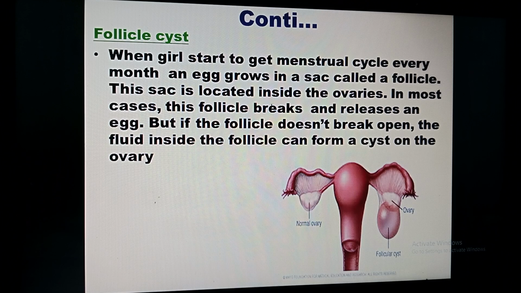But if this follicle does not break open, what happens? The follicle is a small sac, a secretory cavity. It itself will produce a small amount of fluid. So when it does not break, the fluid inside the follicle can form a big cyst, a kind of growth on the ovary. You can see in the picture here. Follicle cyst.